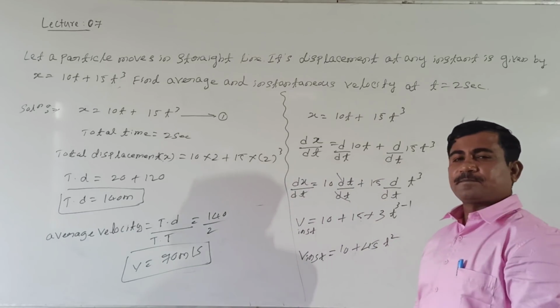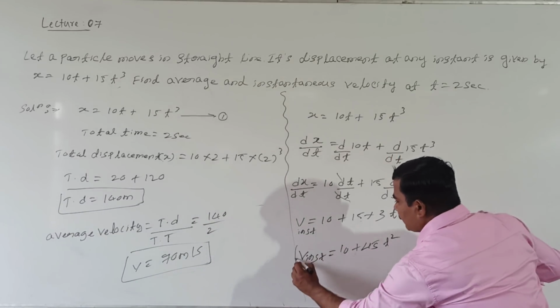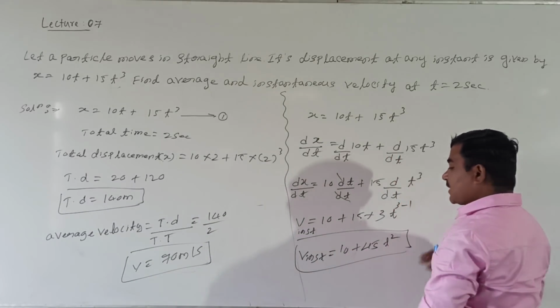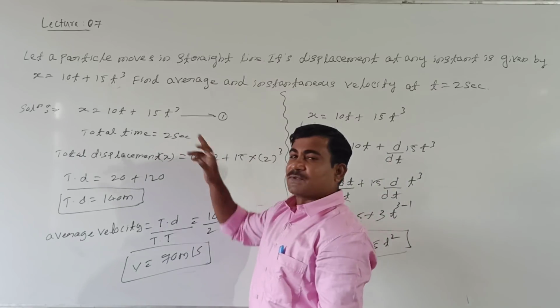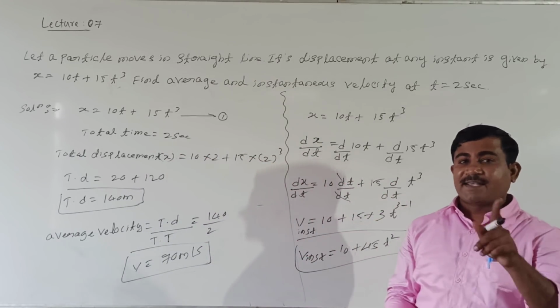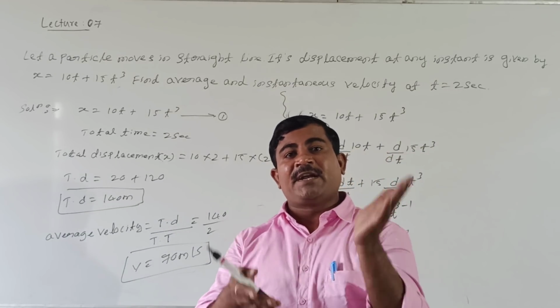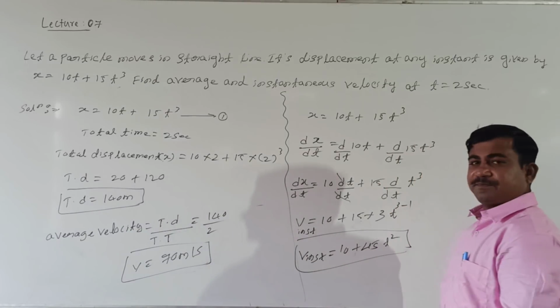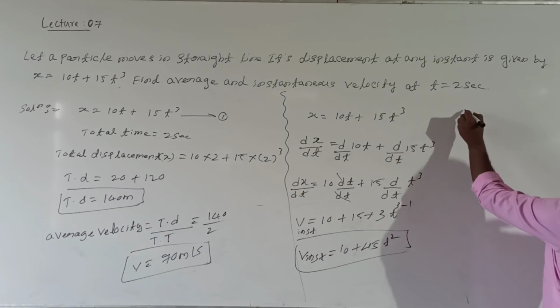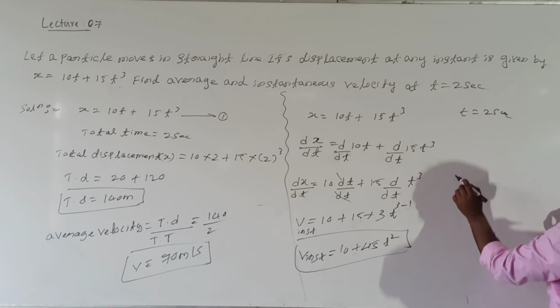t square, right? But t is equal to how much? What we need is instantaneous velocity at t equal to 2 seconds. Velocity of the body at t equal to 2 seconds. I said the definition: velocity of the body at any instant means at any time. What is the velocity here? But what is the time here? t equal to 2 seconds. Put here t equal to 2 seconds.